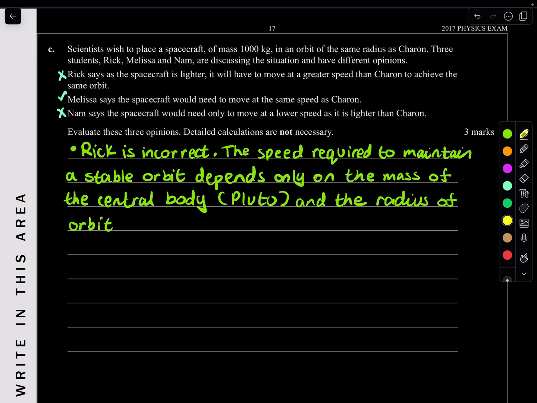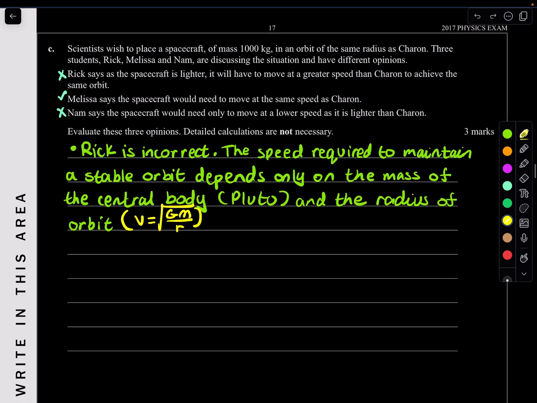And we want to also show the formula that we understood the concept from. So velocity is equal to the square root of GM over R. Let me have a look at my phone. Velocity, yep, GM over R. Beautiful. So we've got that.